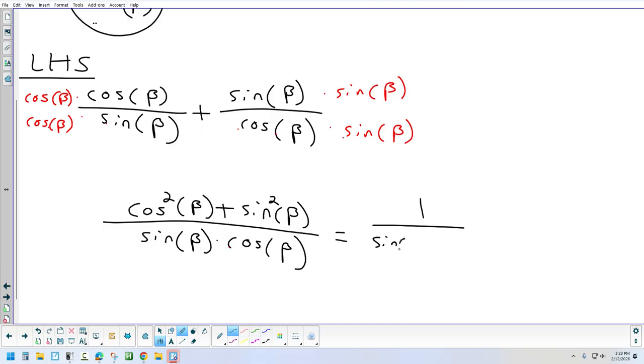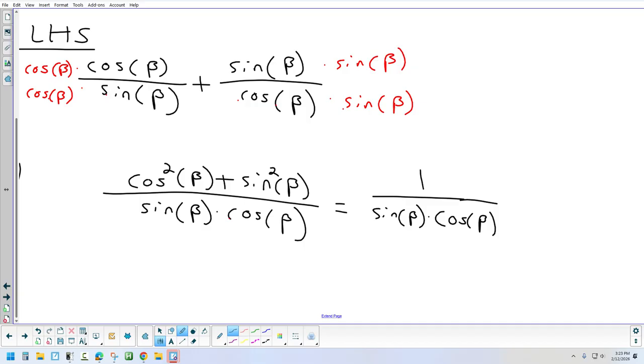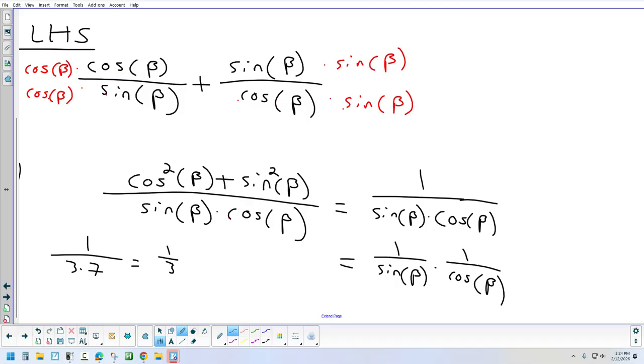So you have 1 over sine times cosine. Now, if I write that, is what I'm going to write now the same thing as what's up above? Are those the same thing? Yeah. It's just like if I had 1 over 3 times 7, and I write it as 1/3 times 1/7. Yeah, absolutely. That's the same thing.